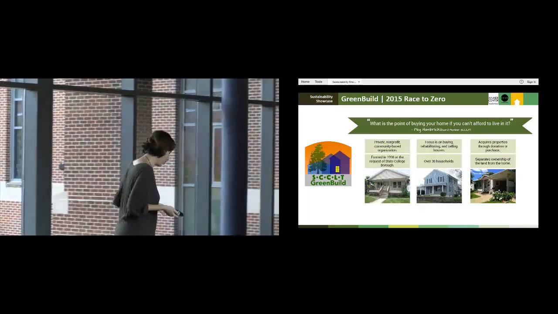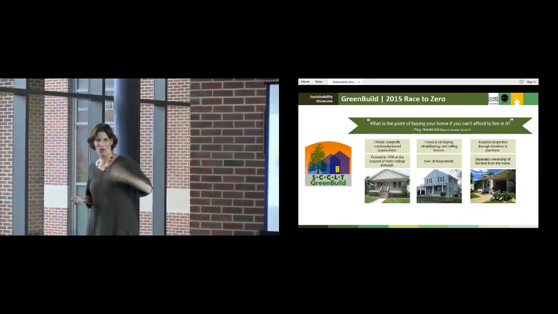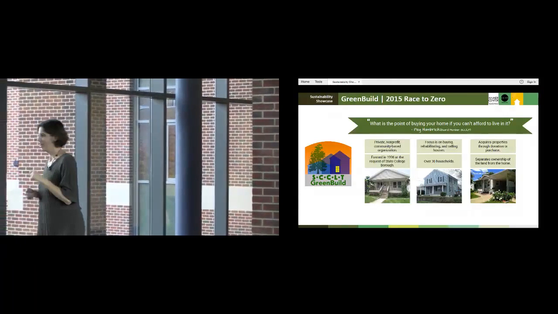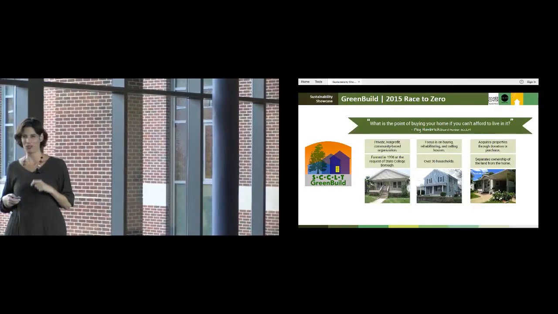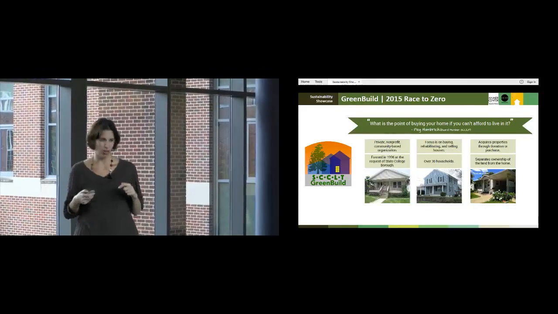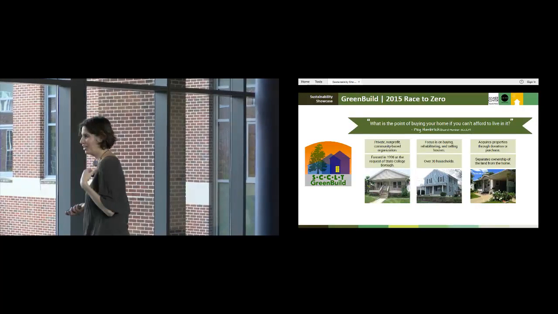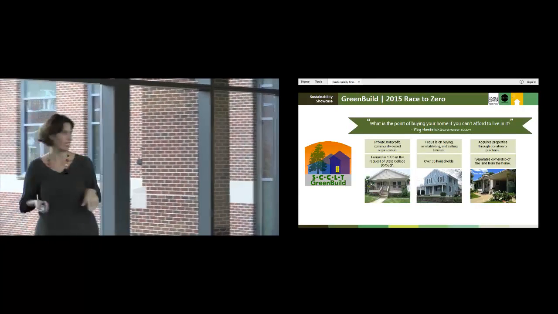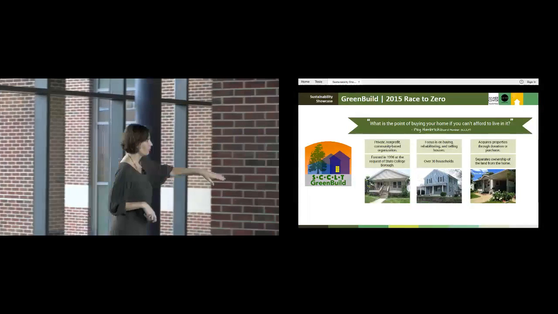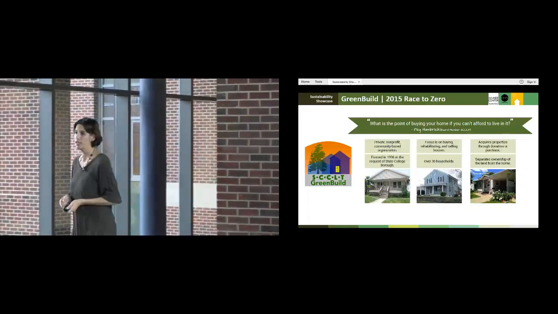This is a project that I hope you'll all keep an eye on, because I've been told that excavators are on site for the first time this week to actually realize a duplex, two homes that were designed by the 2015 Race to Zero competition team. So I'm going to step back just a little bit. This was a project in partnership with the State College Community Land Trust.